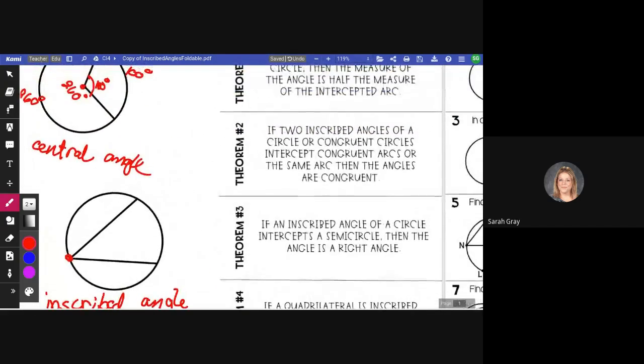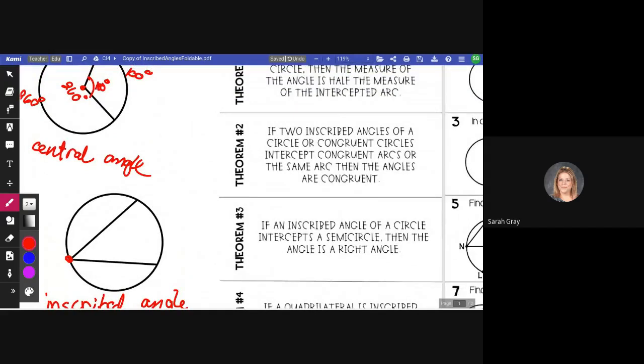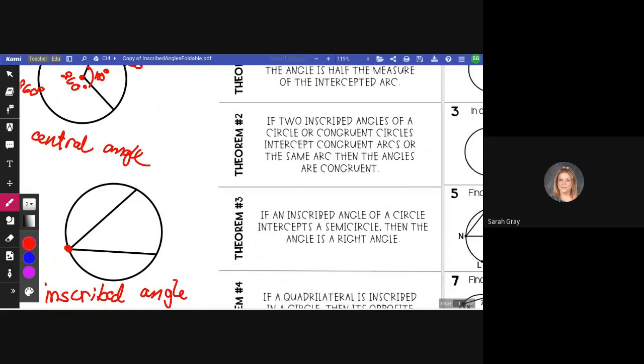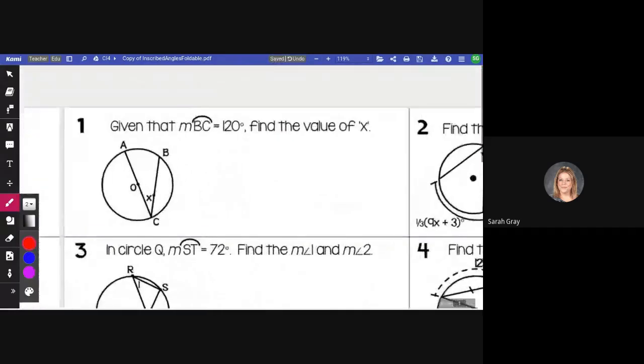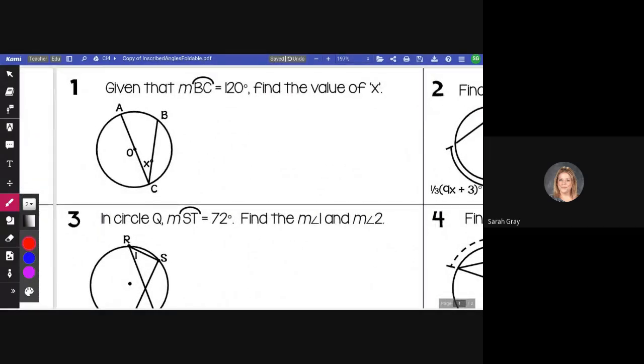So back to that Theorem 1. If an angle is inscribed, then the measure of the angle is half the measure of the intercepted arc. So here in example 1, we have an inscribed angle right there. The measure of the arc BC is 120 degrees. Find the value of x.